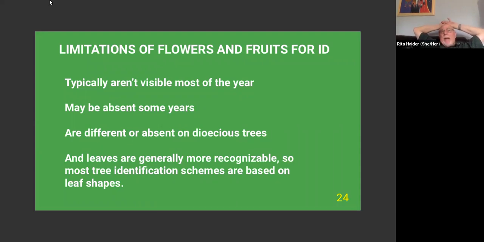And leaves have the advantage of being generally more recognizable. Some are not at all diagnostic, but in general, you can identify a tree most of the year with its leaves.